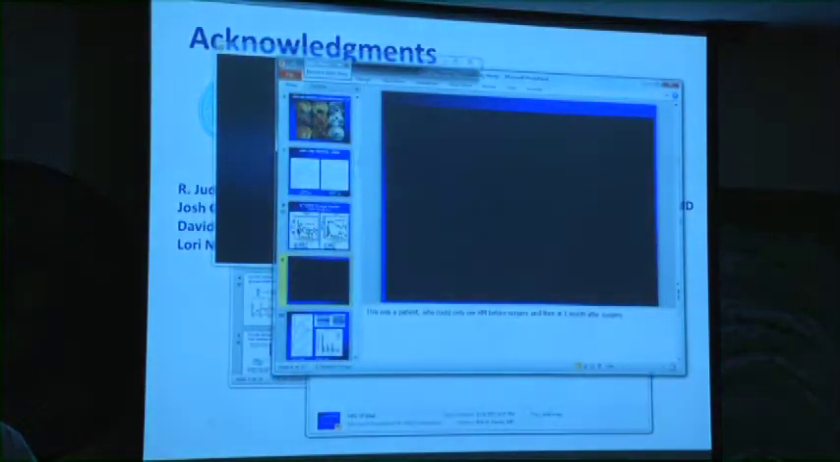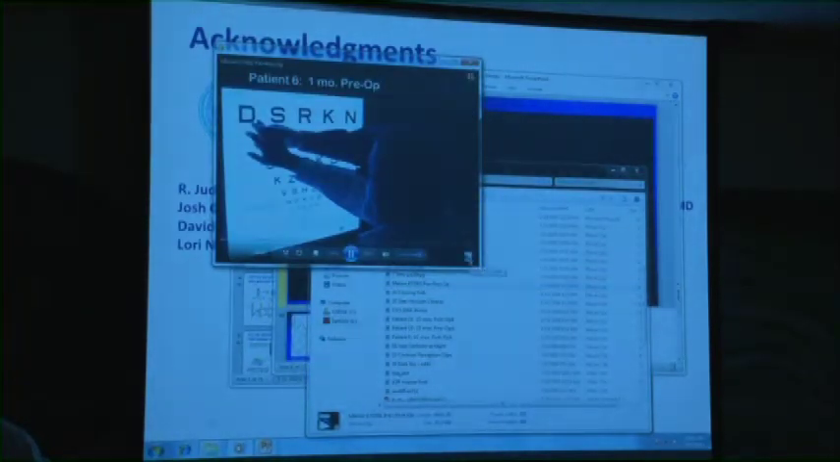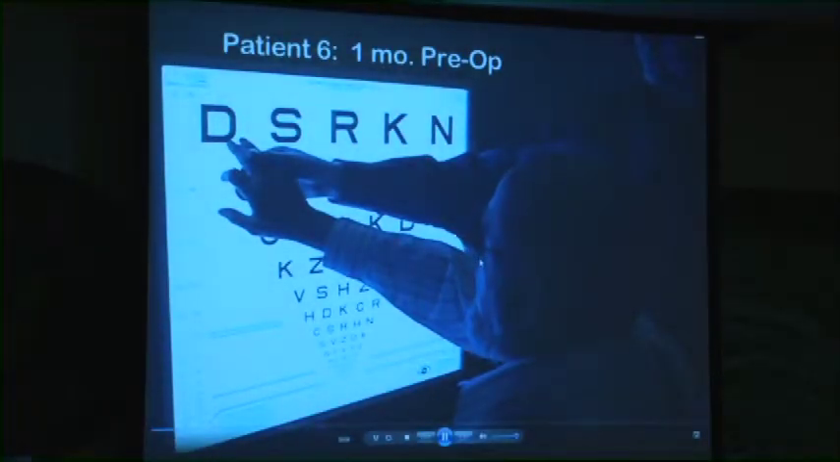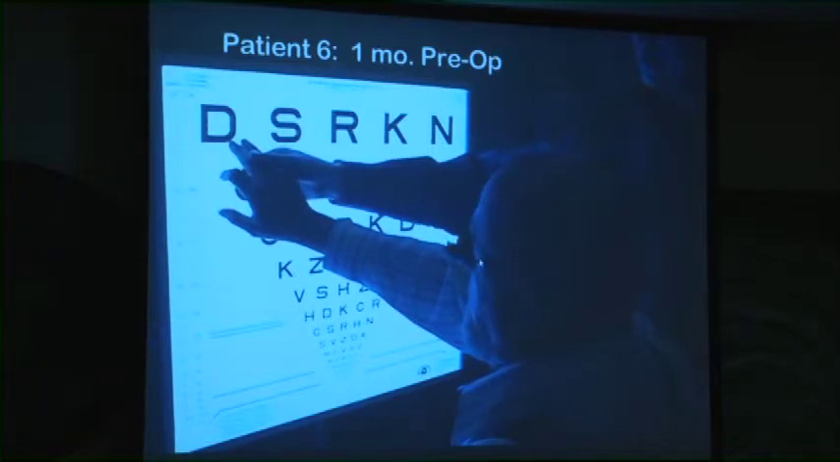Yeah, we're really getting a problem with this. Okay. This patient was implanted, and I'll show you the difference between before surgery and after surgery.